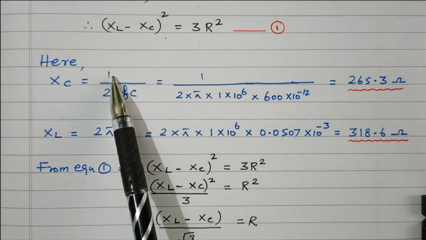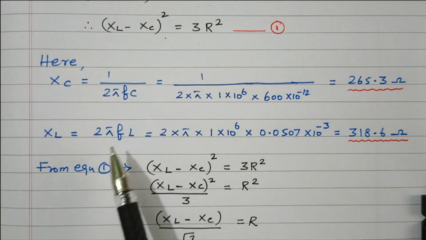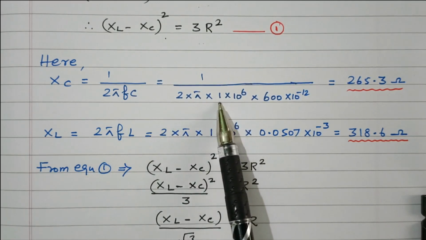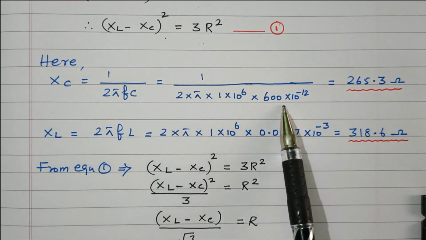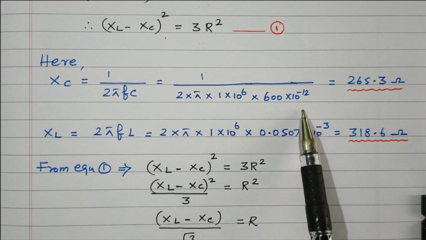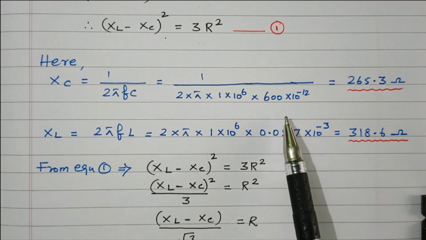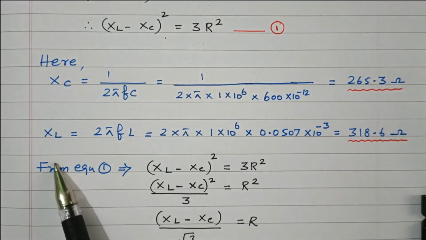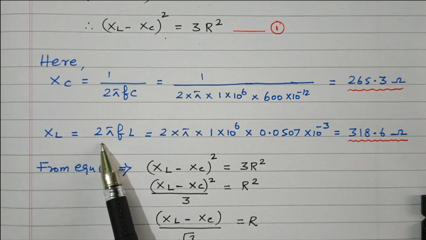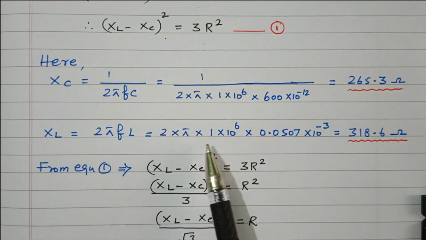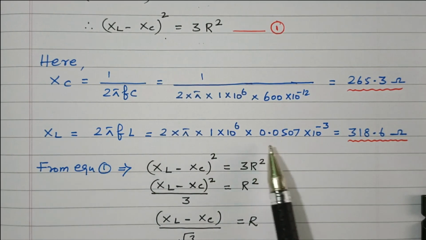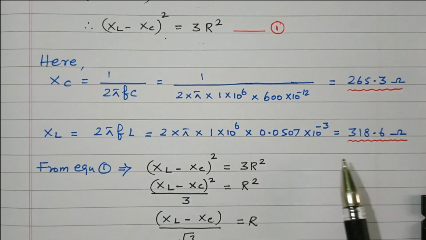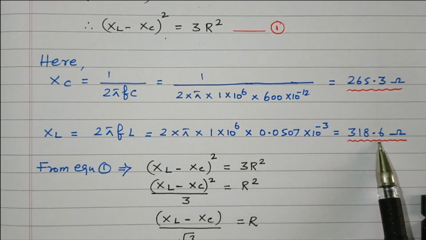We know that XC equal to 1 divided by 2 pi f C. 1 divided by 2 into pi into f, where f is 1 into 10 to the power 6, 1 megahertz, and C value is 600 picofarad, 600 into 10 to the power minus 12. By simplifying we got 265.3 ohm as the XC value. Similarly XL equal to 2 pi f L. So 2 into pi into f, which is 1 into 10 to the power 6, and L value is 0.0507 into 10 to the power minus 3, which we already calculated. By simplifying we got 318.6 ohm.